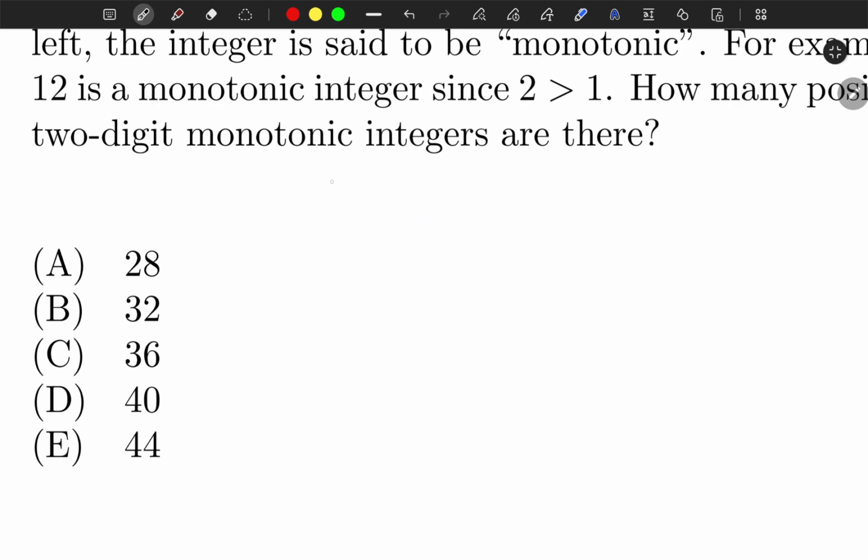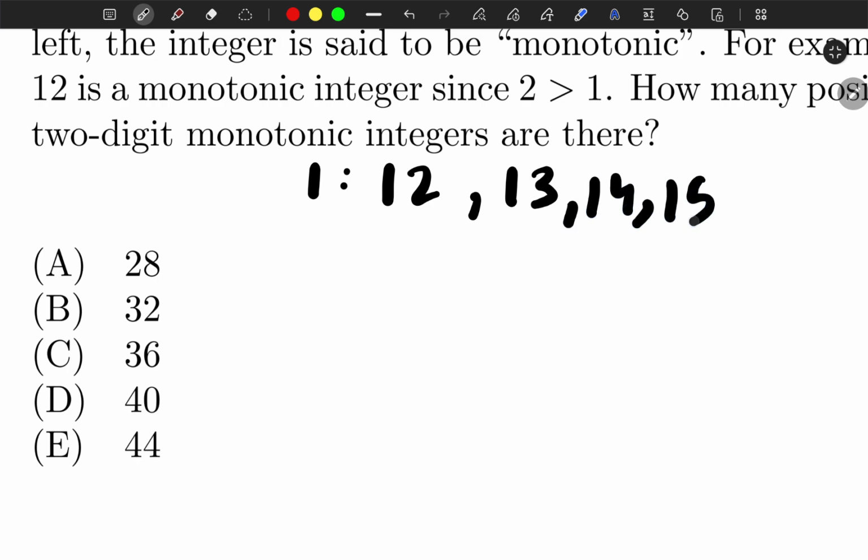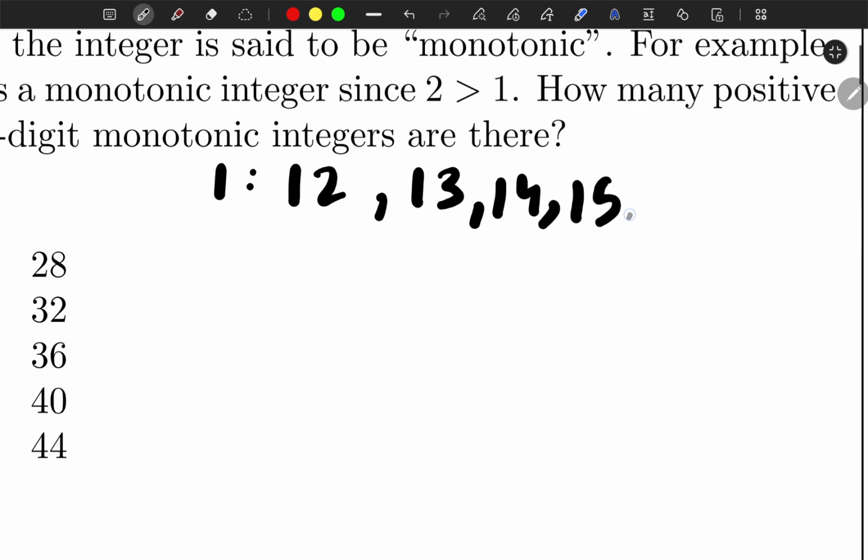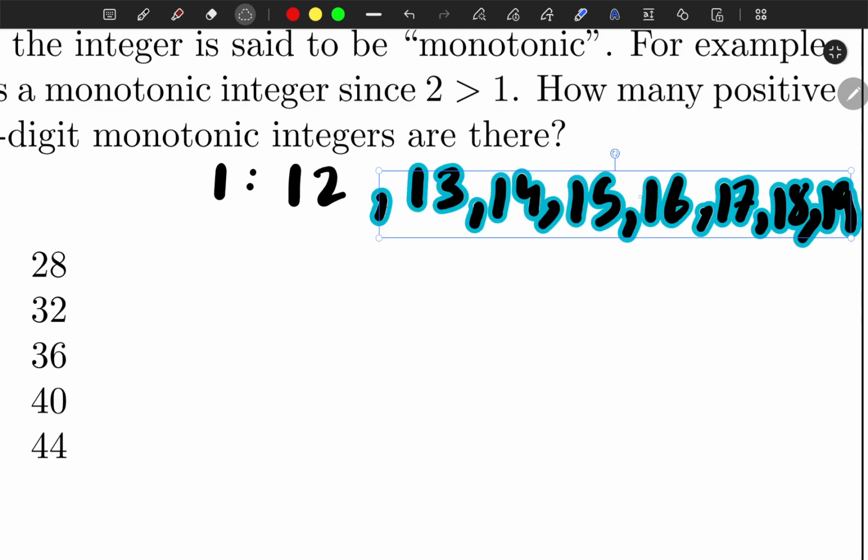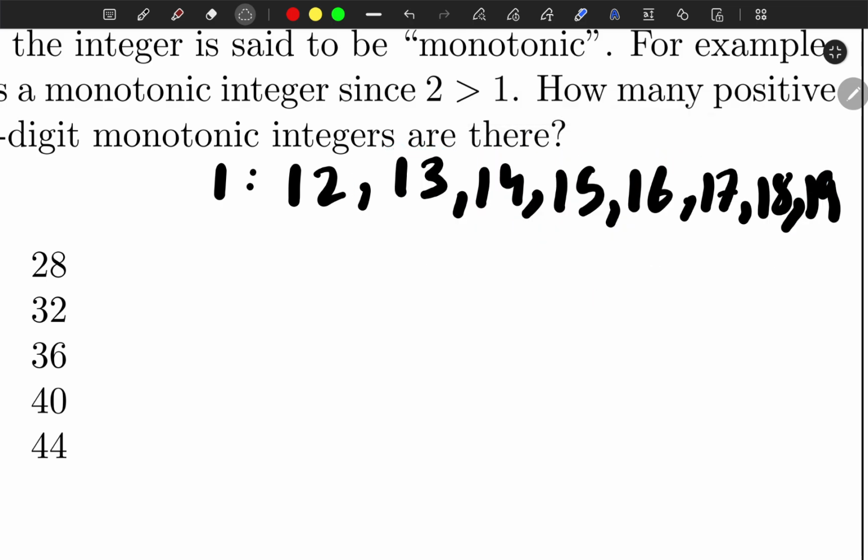So if we just start listing it out, for 1 we would have 12, 13, 14... yeah, so these are all the numbers we can have. Excuse my writing, but yeah, so this is starting with 1.